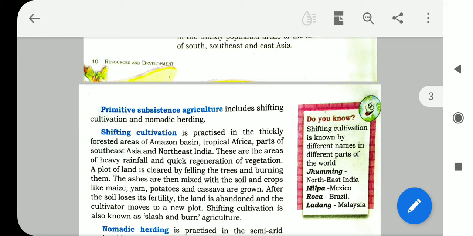They select one plot of land and clear it, and they burn the unwanted plants. After that, the ashes of the burned plants mix with the soil and increase the fertility of the soil. So in that way they do this type of agriculture, and the crops mature in a short period of time.